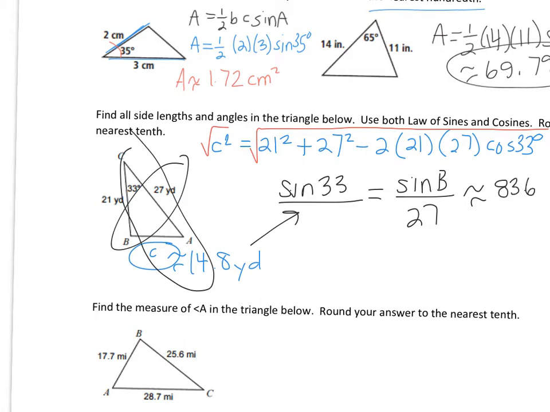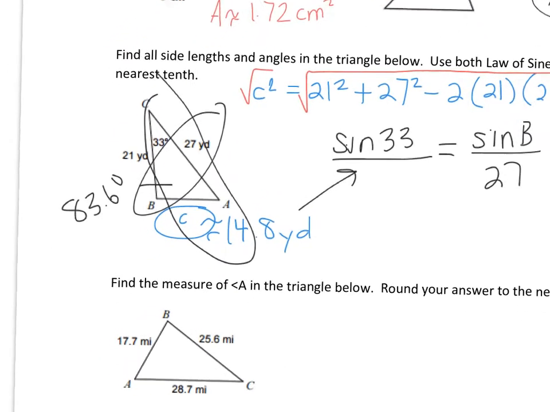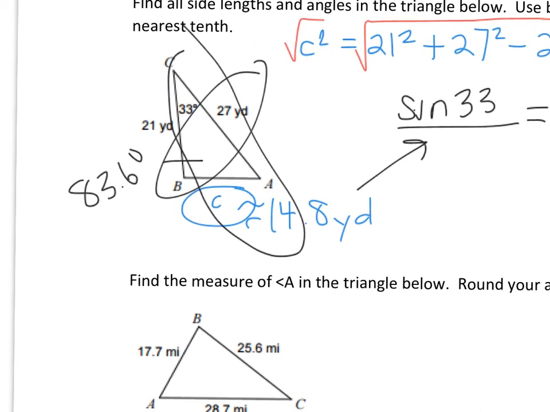So when I do this, I try to hold things in my calculator so I'm not rounding and rounding. So if angle B is 83.6 degrees, then I should be able to do 180 degrees minus 83.6 minus 33, which is going to give me the last missing angle measure, which is 63.4 degrees approximately.